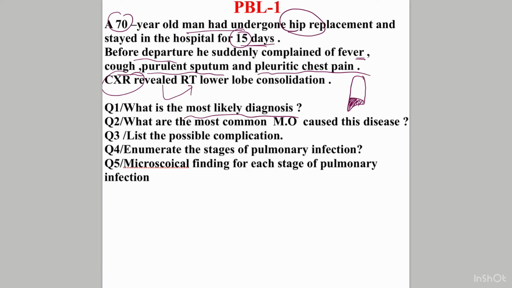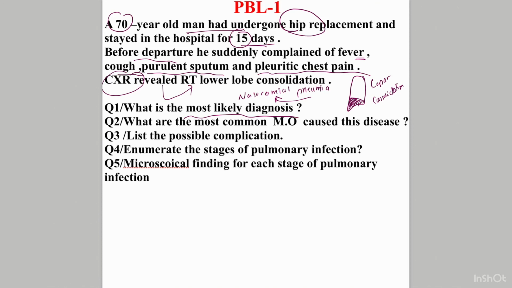From the history, first of all he is old, and mostly old-age patients are immunocompromised. He stayed in the hospital for 15 days, so he is exposed to nosocomial infection of all types. He developed fever, cough and purulent sputum, which are the signs and symptoms of pneumonia, and chest X-ray revealed the presence of lobar consolidation. So the most likely diagnosis is nosocomial pneumonia, meaning pneumonia that occurs during a hospital stay.